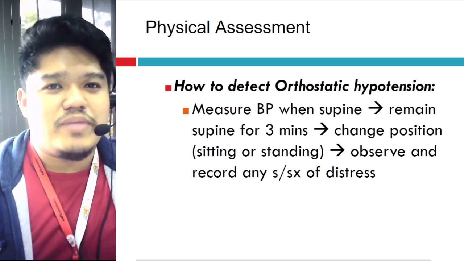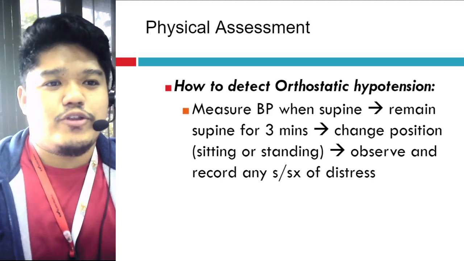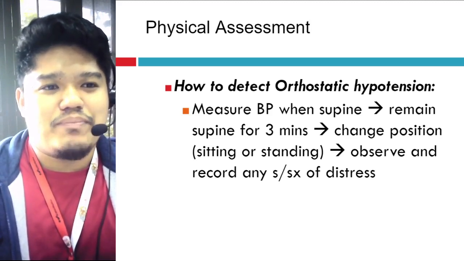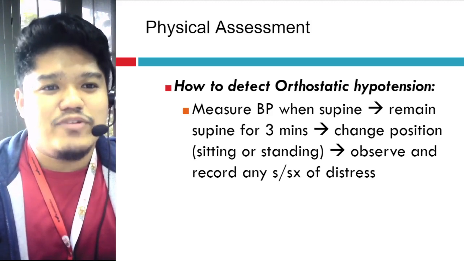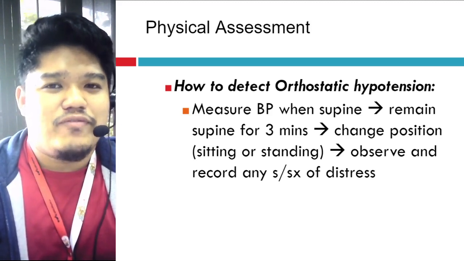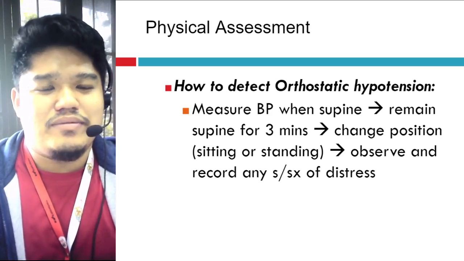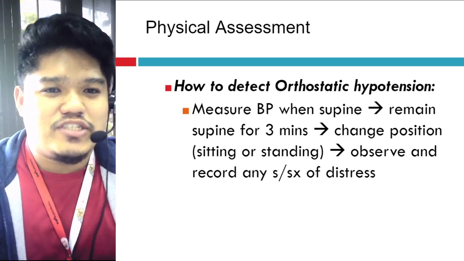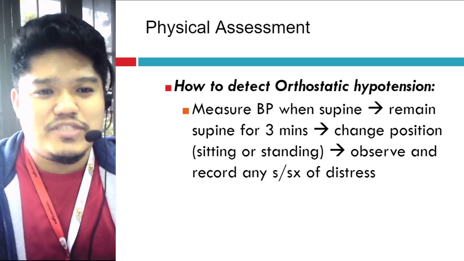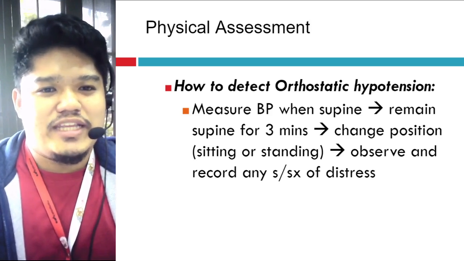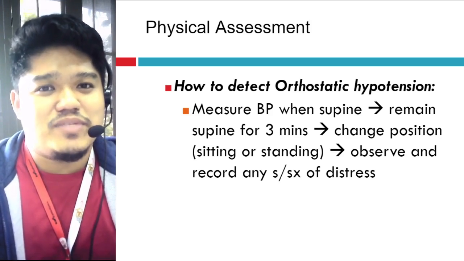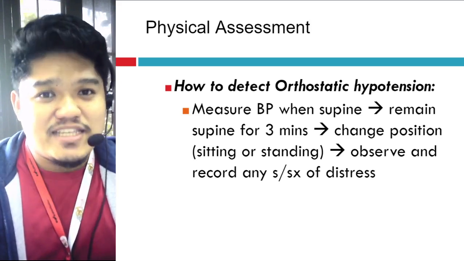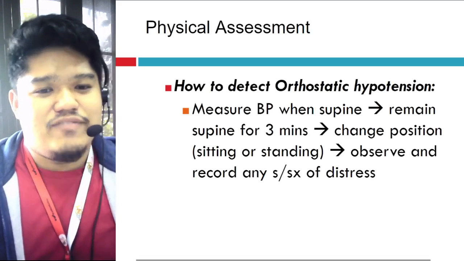So, how do we determine if the patient is having an orthostatic hypotension? We usually measure the blood pressure when the patient is lying down supine on bed for about 3 minutes. So we take the blood pressure and after we change the position to either sitting or standing position, then we observe for any changes in the signs and symptoms of distress, which may include lightheadedness, dizziness, or at times nausea and vomiting.